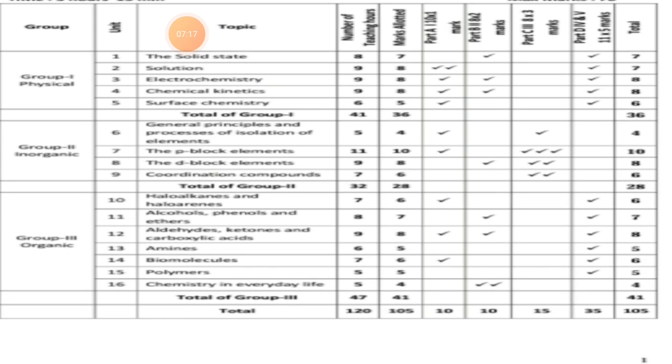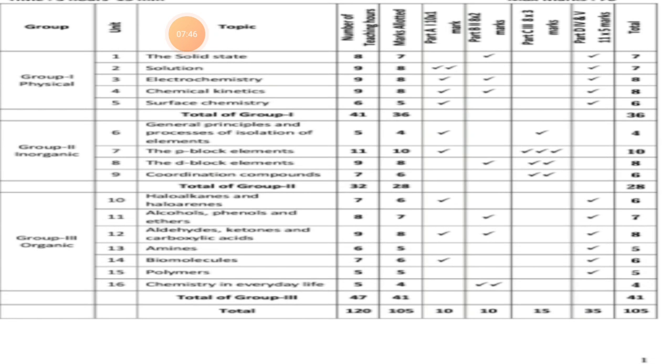The 10th topic, or we can say the first topic from the part second. This is the first topic from the part second book, which is haloalkanes and haloarenes, 7 lecture time and 6 mark weightage. 1 question for 1 mark and 1 question for 5 marks. Total weightage is 6 marks.